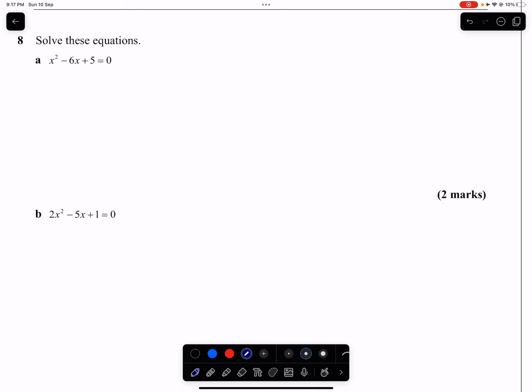Question 8. Solve these equations. So we're given two quadratic equations here. First one, we look at what multiplies to make 5 and what adds to make minus 6, because there's nothing in common. So there's no single bracket factorising going on here. So we have a double bracket that will involve -5 and -1.